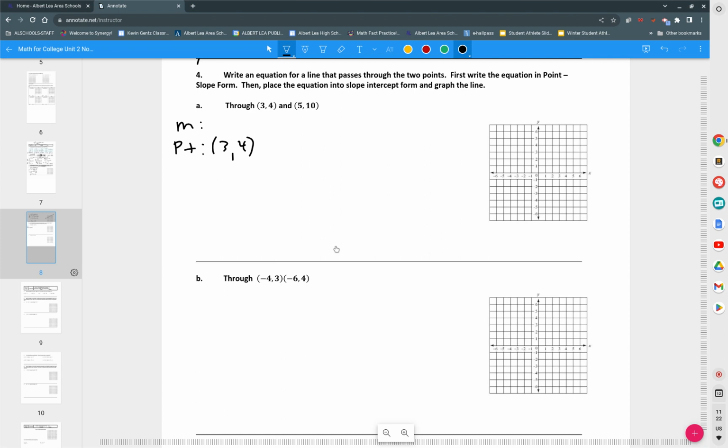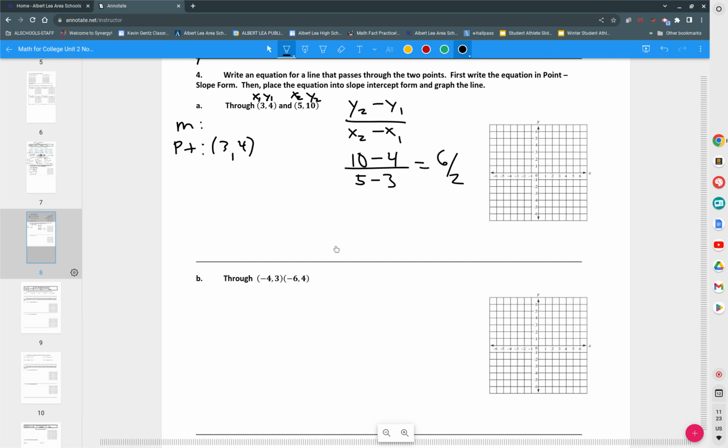Does anybody know how we figure out slope if we're given 2 points? Y sub 2 minus y sub 1 over x sub 2 minus x sub 1. Does that look familiar to people? Yeah, that's the slope formula. Remember that I have x1, y1, and I have x2, y2. So what is my numerator going to look like up top? 10 minus my 4 divided by 5 minus 3. And so you get 6 over 2.